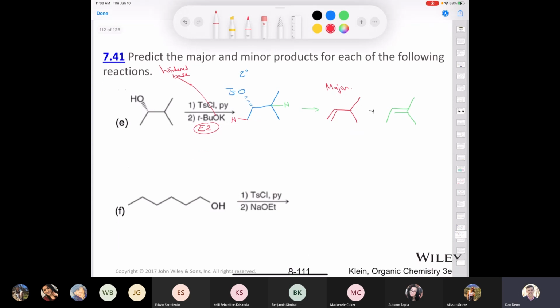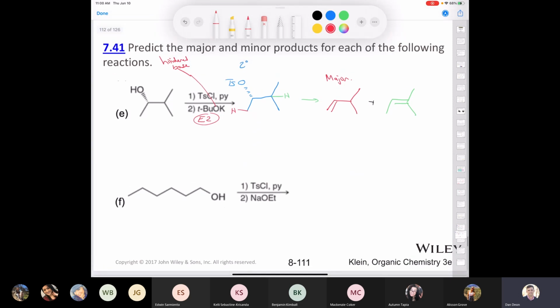Could anybody tell me what mechanism is going to predominate in the second reaction after I install or convert the alcohol into a leaving group?